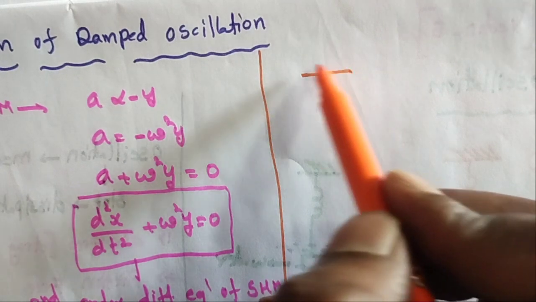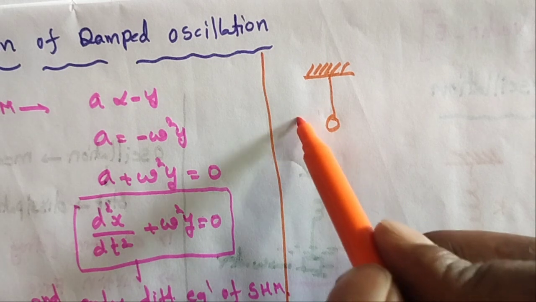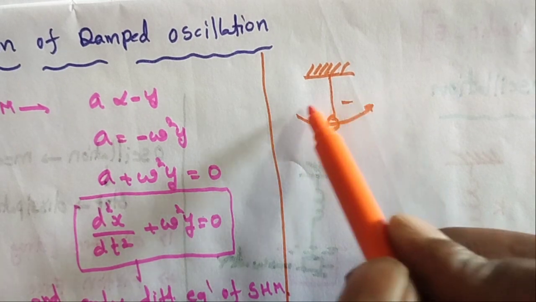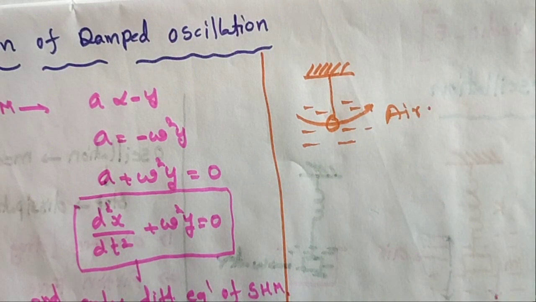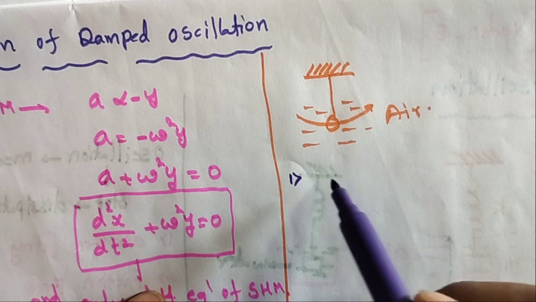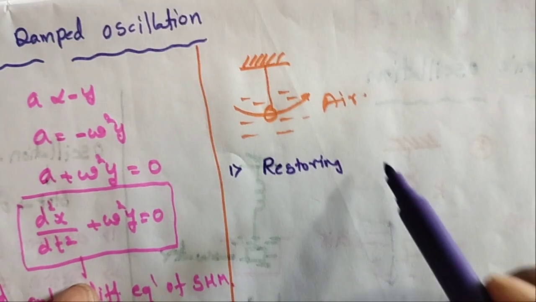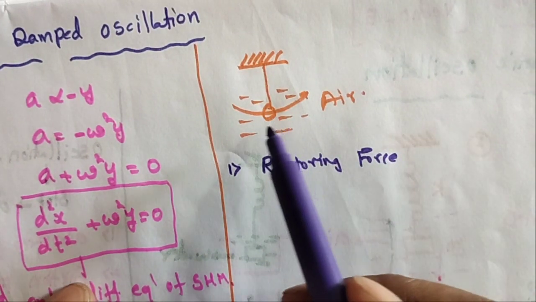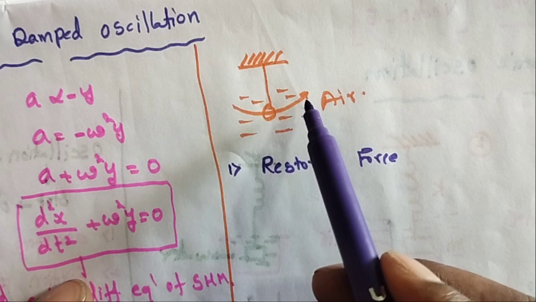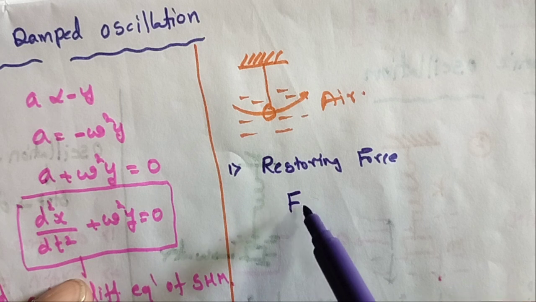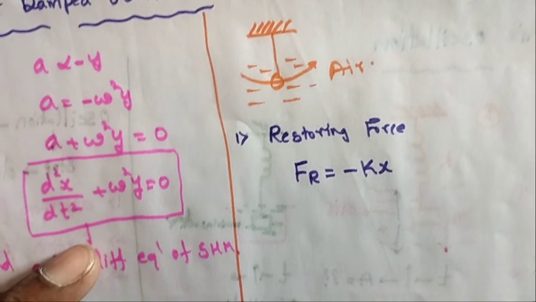Suppose, for example, I take a simple pendulum oscillating in air. How many forces are acting inside the air? First one, the restoring force is acting when this simple pendulum is moving to and fro, 100%. So the restoring force F is equal to minus k into x. We know that very well.